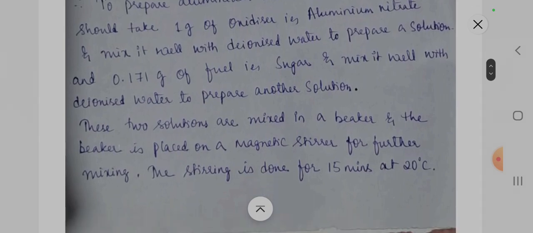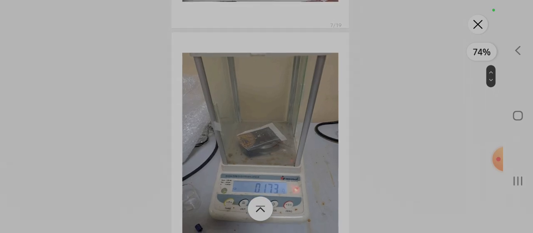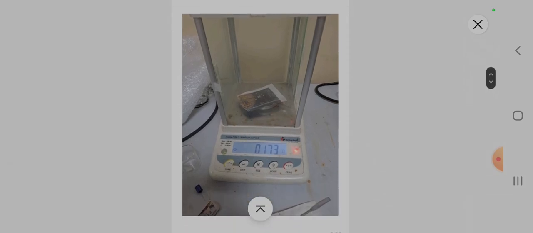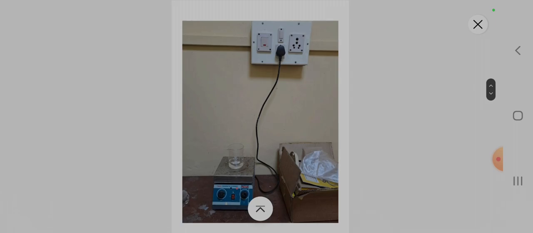The stirring is done for 15 minutes at 20 degrees Celsius. Now you can observe in this picture, this electrical balance is used to weigh the chemicals that we are using, that is aluminum nitrate and sugar, and this is the magnetic stirrer that is used to mix the solutions. And meanwhile, when we are mixing the solutions of aluminum nitrate and the sugar, the furnace should be set to a temperature of 500 degrees Celsius for synthesizing nanoparticles.